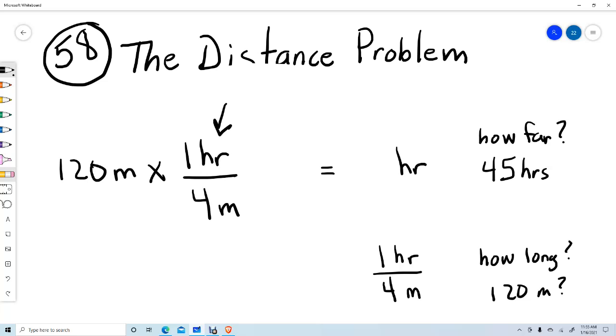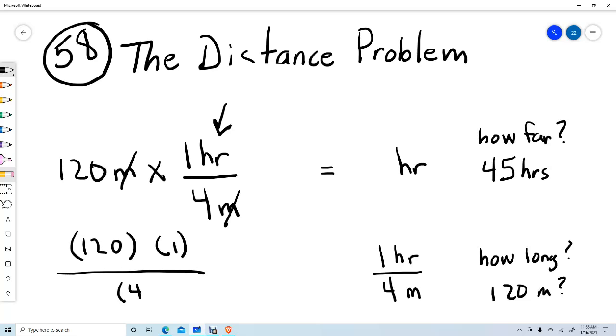Once again, we've done this so many times now with unit multipliers and other rates. Cancel those units. You can see you have the right units left, just hours. And then we just do our math. 120 times 1 over 4. What is that? 120 times 1 is 120, divided by 4 is 30. 30 hours. And that's our answer.